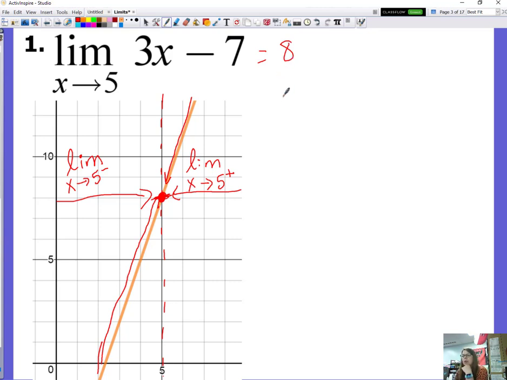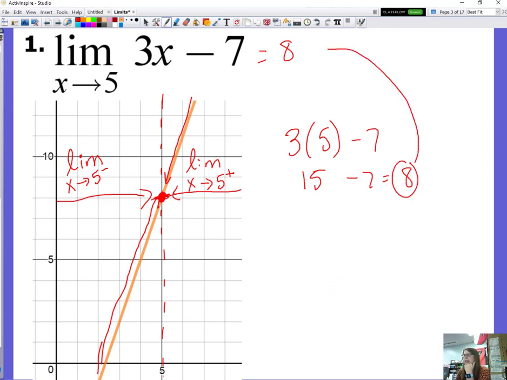And so there's a couple ways you could find it. We just looked at the graph. So you could look at the graph and see what is happening as I approach from the left, as I approach from the right. Or you can just plug it into the equation. So I have 3 times 5 minus 7. So that would be 15 minus 7 is 8. And that's the limit. That's the y value as I approach and get infinitely close and close and close to that value. So that's kind of our initial example. So we're looking at the y value as we approach specific x values.